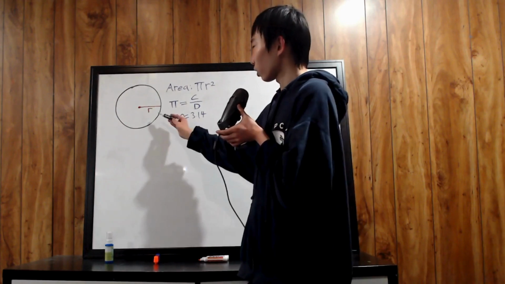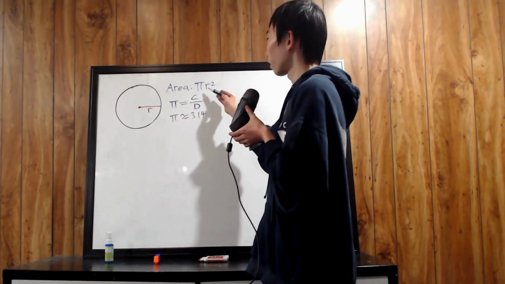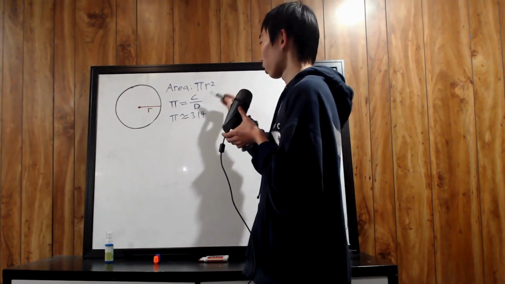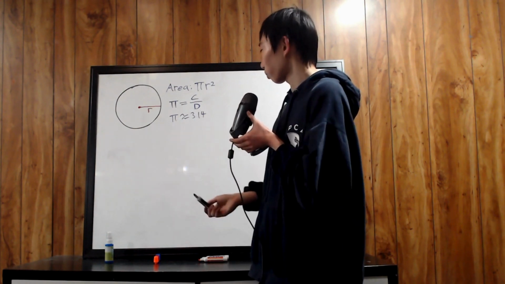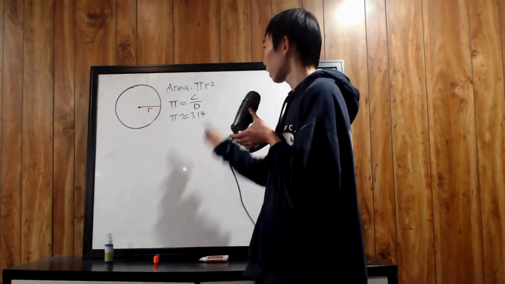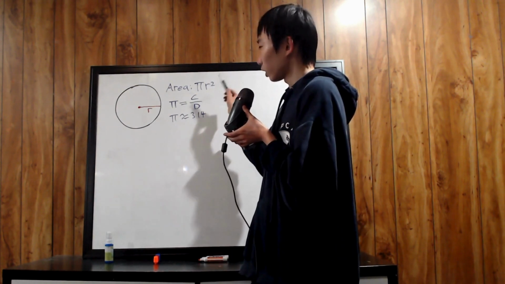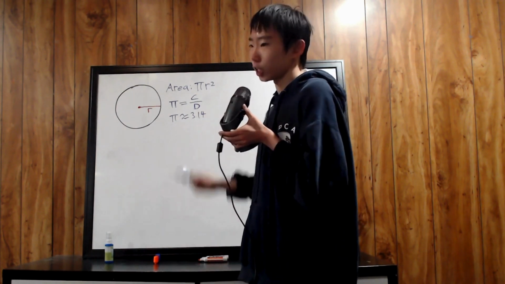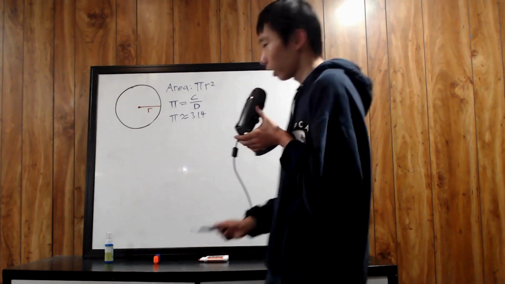The area of a circle with radius r is pi r squared, and pi is the circumference over the diameter, which is approximately 3.14. However, what if I told you that this area of a circle is just a special case of a general formula? Well, I'm going to show you.